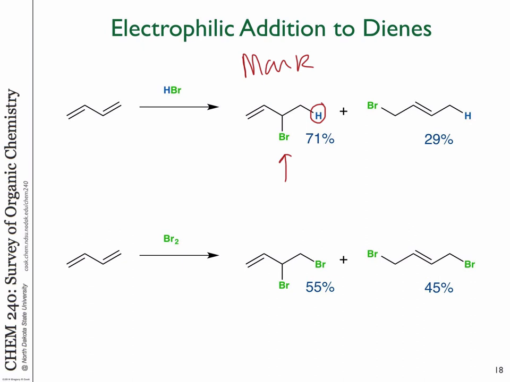HBr, hydrogen on the more substituted carbon, bromine on the less, hydrogen on the less substituted carbon, bromine on the more substituted carbon. But in fact, there's another product that's formed. And that has the hydrogen atom on one end of the butadiene, and bromine added all the way on the other end of the four carbon chain. And notice, the double bond, which was not between the two middle carbons, ends up between the middle two carbons.